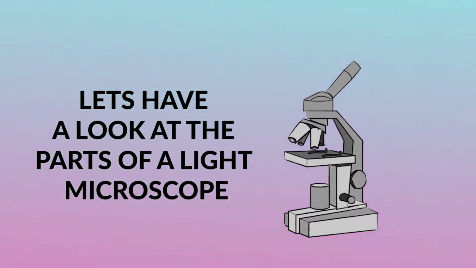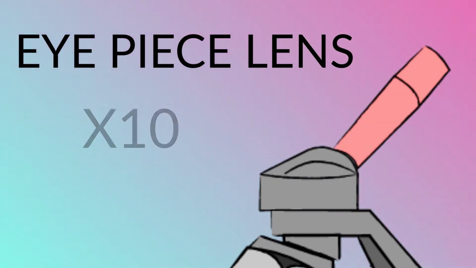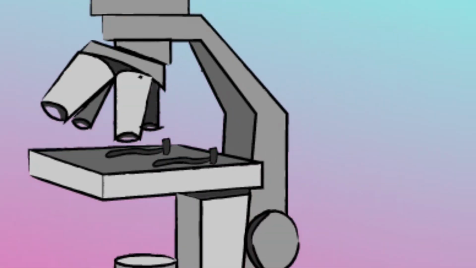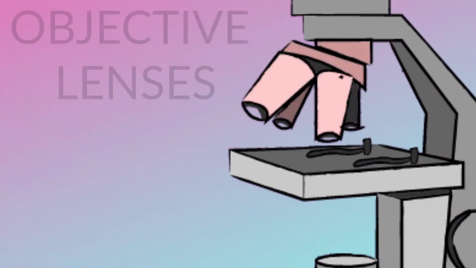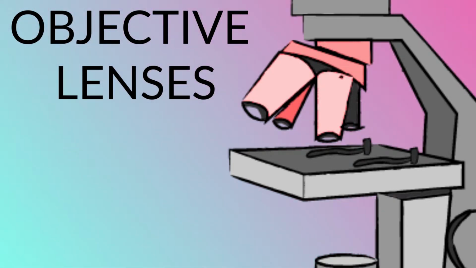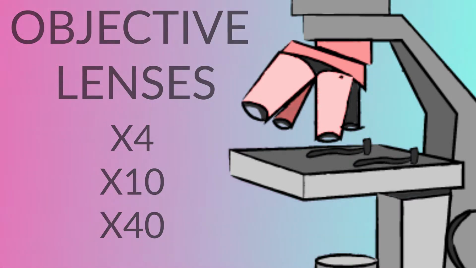You must know the different parts of a microscope, so let's start at the top and work our way down. The eyepiece lens is what you look through to see the image, which is also magnified, usually by 10. The handle is, well, a handle. You can carry it. The objective lenses are what really magnify the image. They are usually times 4, times 10, and times 40.